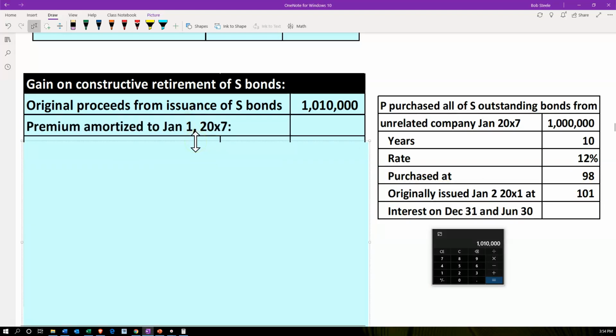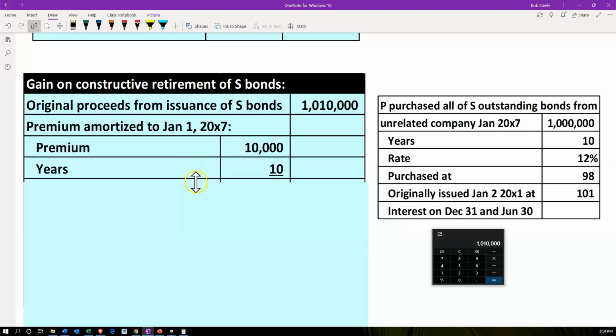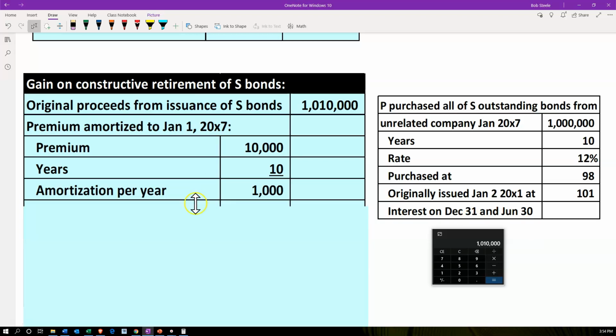Then the premium amortized to January 1st, 2000X7, which is the point in time that P purchased them. The premium was the 10,000. The number of years is 10. Now notice the number of periods would be 20, but we're just considering it on a yearly basis, so we're going to use the years here. It'll be easier, a little bit shorter of a calculation. Then the amortization per year will be 1,000.